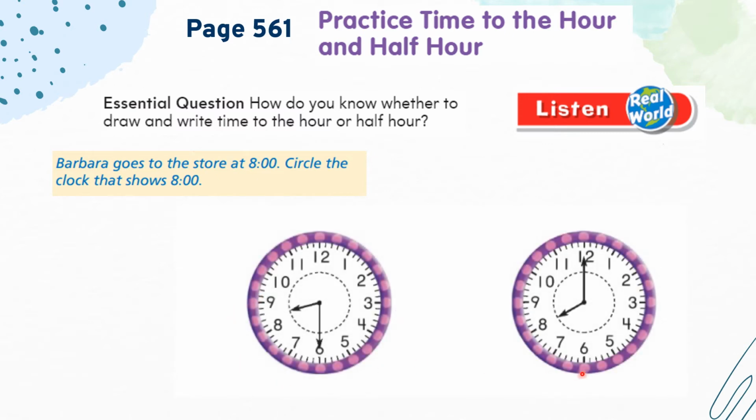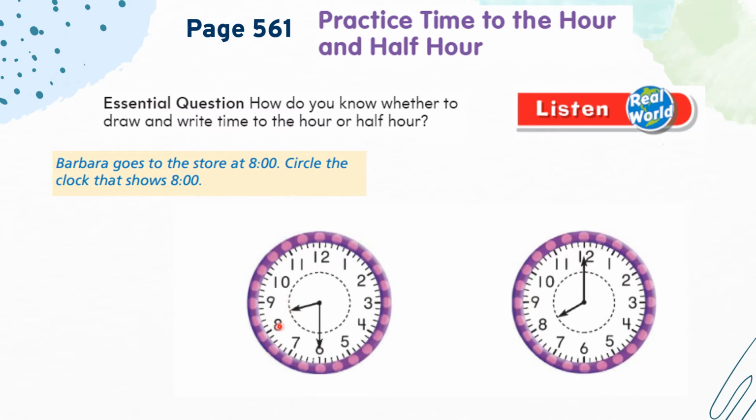So we have two clocks here. Which of the two clocks shows the time 8 o'clock? Now if you look at the first clock, you have to notice the hour hand. The shorter hand is the hour hand and the longer hand is the minute hand. So let's look at the hour hand. In order to show 8 o'clock, the hour hand should be exactly on number 8 on your analog clock. But if you look at this hour hand here, it is in between 8 and 9.